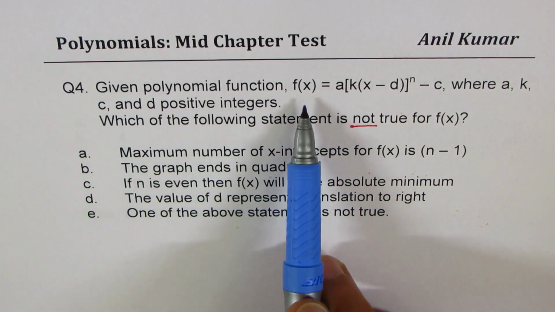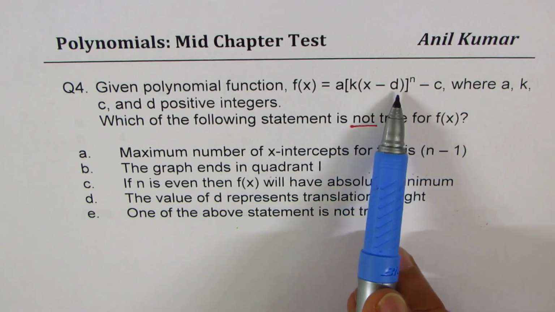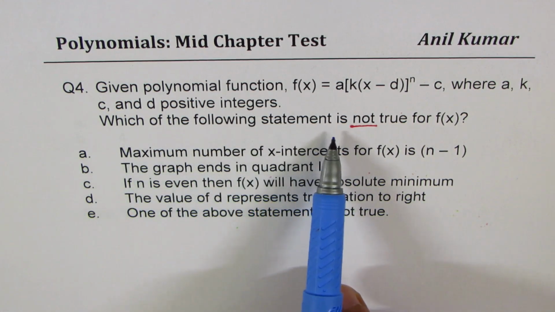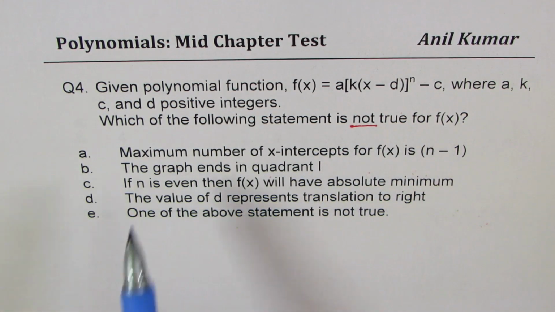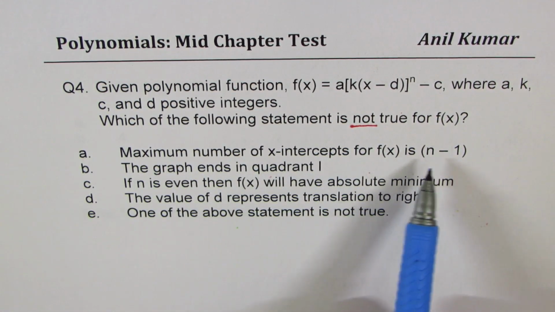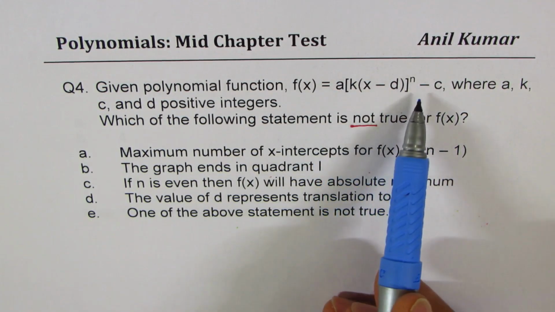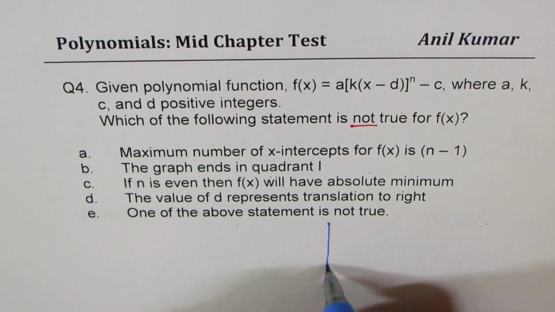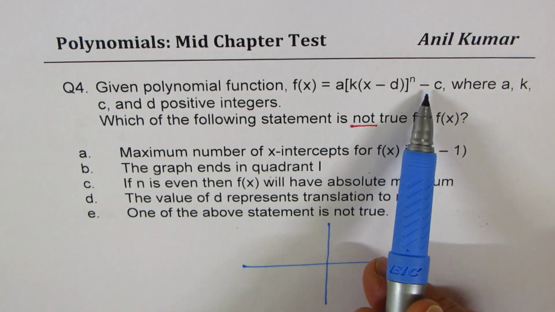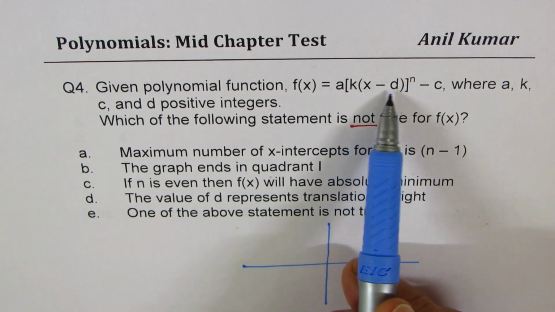Now let's look into question number 4. Given polynomial function f of x equals to all this, where these are positive integers, which of the following statements is not true for f of x? Maximum number of x-intercepts for f of x is n minus 1. Now, what do you think this function will look like when you sketch it? Well, here what we notice is that it is only moved up or down. Do you see that? Or left or right.